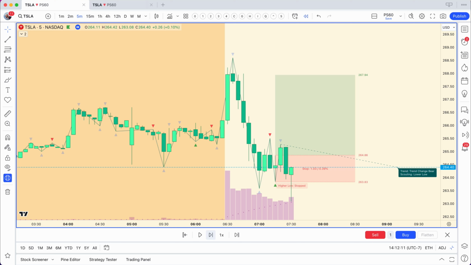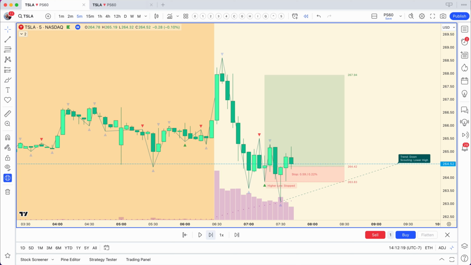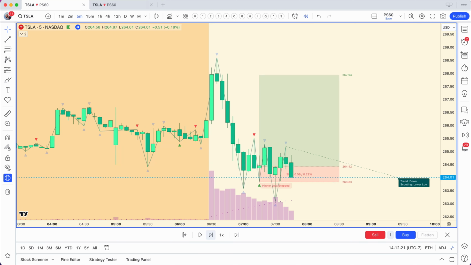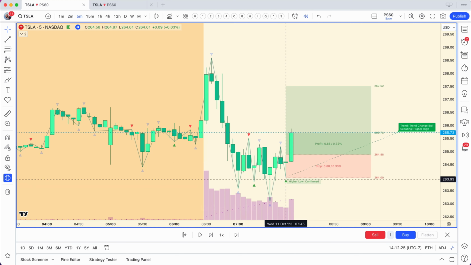Say you're still interested in higher lows. Say you personally believe that Tesla's going to go up today. You're only interested in higher lows because that's what you configured it to. You can keep going and wait and see. So now we're still in a downtrend since the break. Oh, we had a trend change bull. We have our first higher low again, and now it looks like price is going up again.